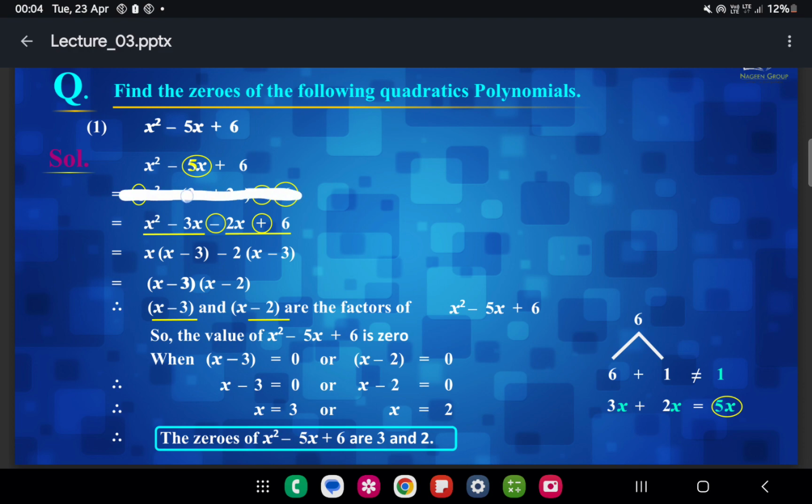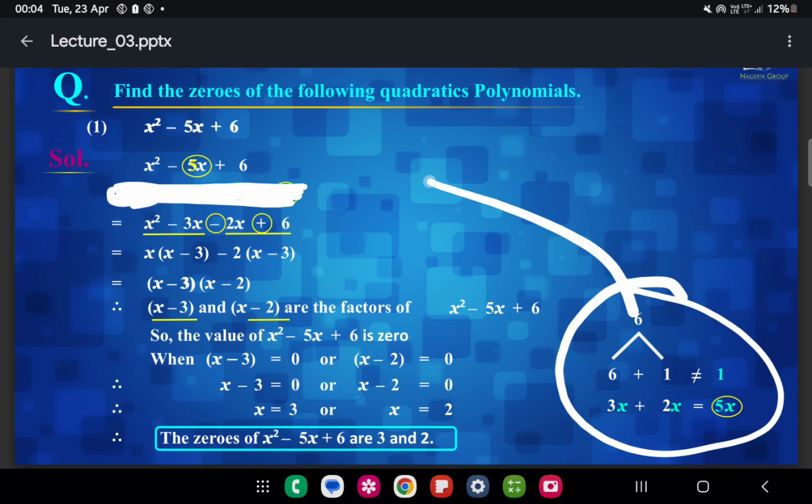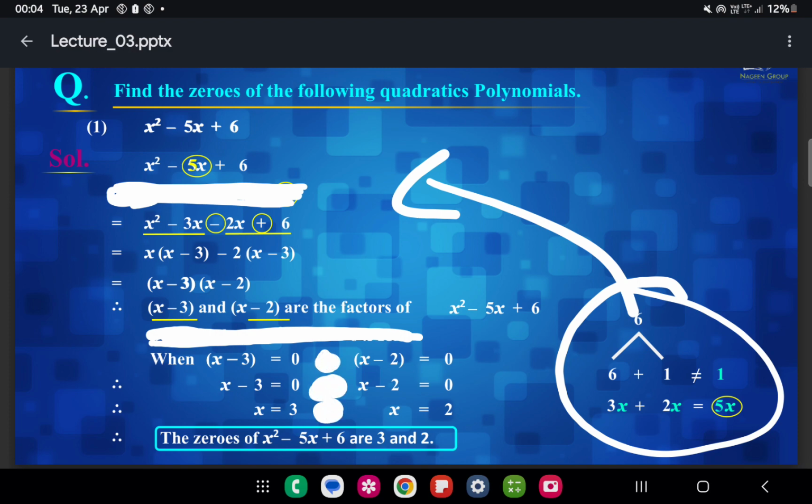Here this step is not necessary, and this part we should bring here, don't write here, and this is also not necessary. This 'or' is not necessary because we are finding the zeros. We will get the x value. Here also you will get the x value, 'or' will not come, so no need of 'or' also.